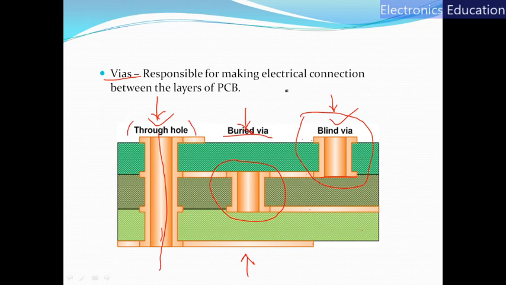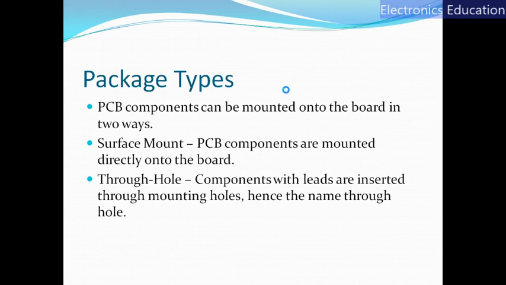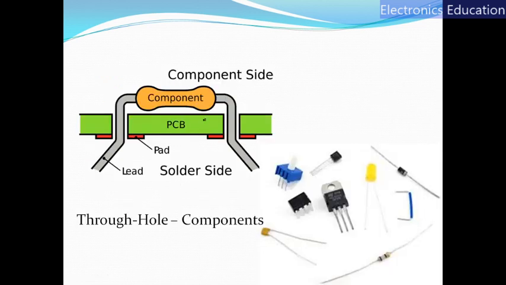Now let us move to different packages of the components used. We have two types of components, basically surface mount components and through hole components. Let us see what these are. Here this particular figure shows the surface mounted components. This is a component, basically a resistor, which is mounted on a PCB.